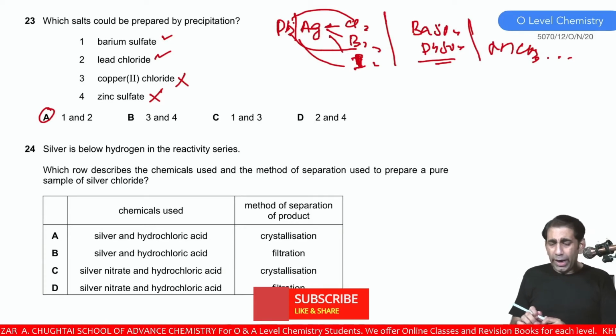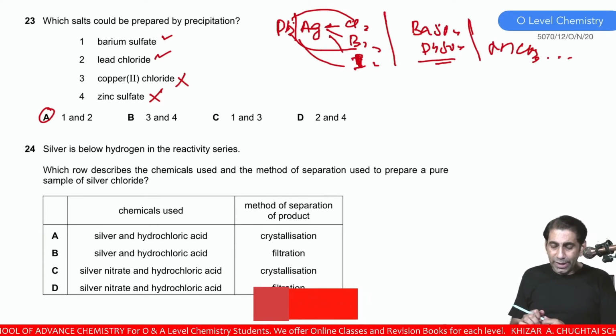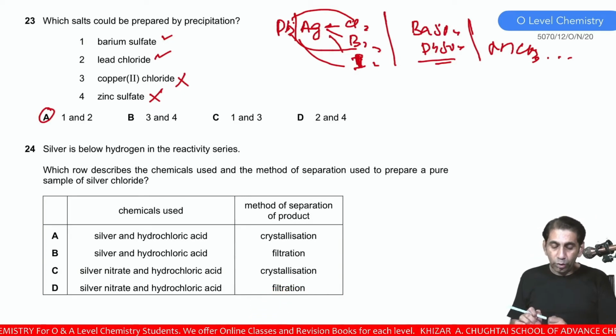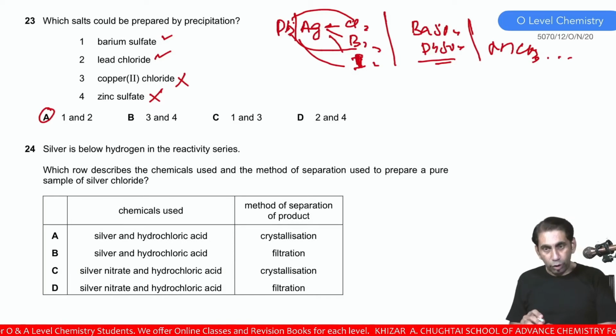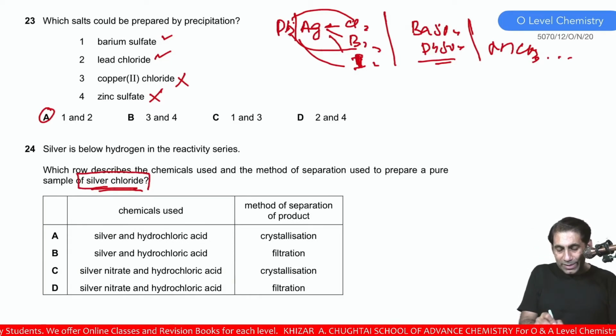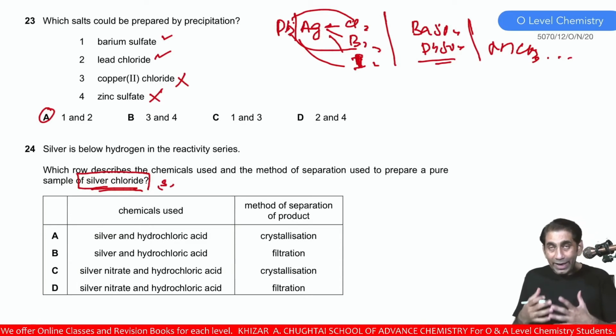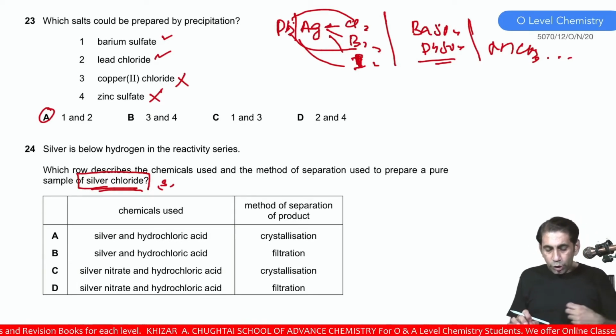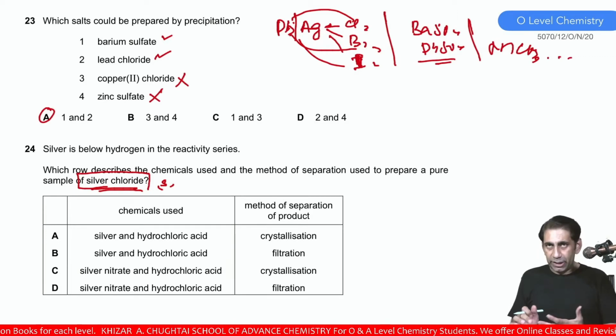Silver is below hydrogen in the reactivity series. Which row describes the chemical used and method of separation used to prepare a pure sample of silver chloride? Once again, you can see that silver chloride is a solid, an insoluble compound or salt. So its method should be the precipitation method.